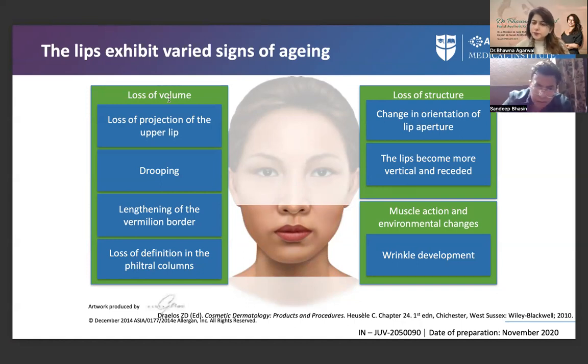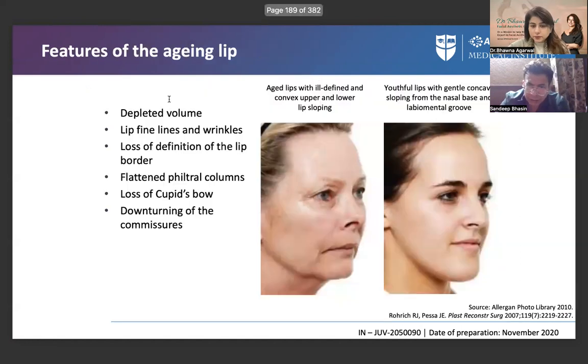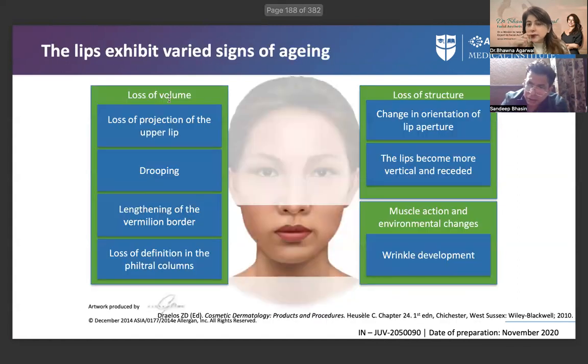Okay, so the lengthening of the vermilion border, does it mean widening of the lip, or does it mean the distance between the nose and the lip increases? Because the lip becomes flat, so the distance between nose and lip is increasing. Okay, and loss of definition in the filtral columns, that's okay.